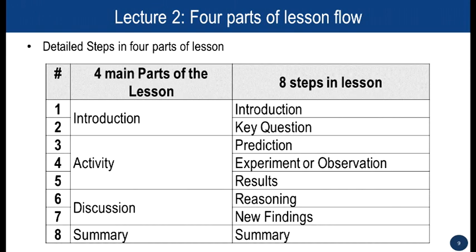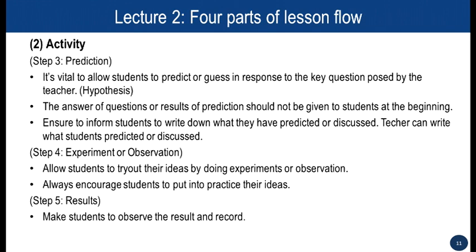At the activity part of science lesson, the following points must be considered. It is vital to allow students to predict or guess in response to the key question posed by the teacher. The answer of questions or results of prediction should not be given to students at the beginning. Ensure to inform students to write down what they have predicted or discussed. Teacher can write what students predicted or discussed.